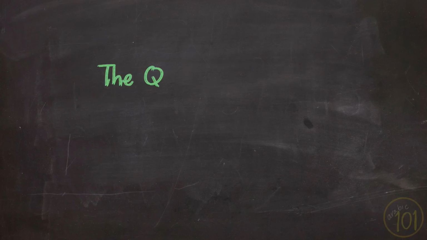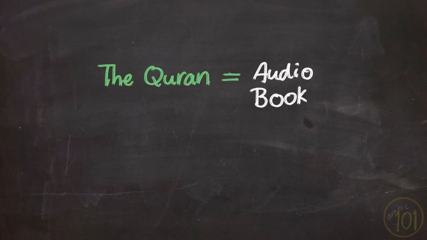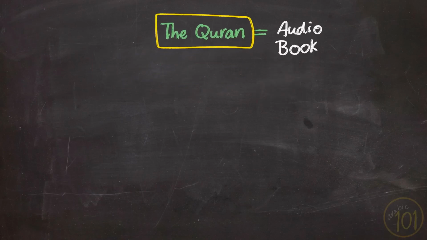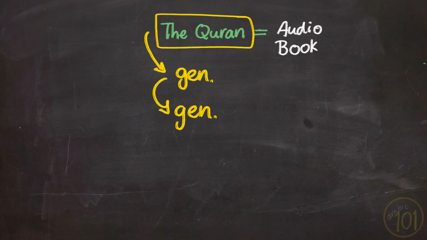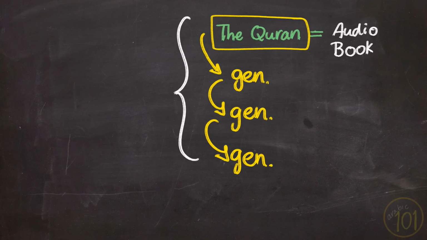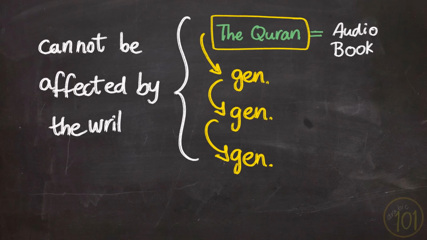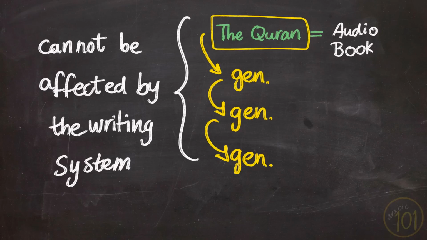This also goes to show how important it is that the Quran is purely an audiobook, which is passed down from generation to generation without the need to write it down, which means that it will remain intact and unchanged even if all books disappeared and the entire writing system had changed. The Quran will be able to withstand all of this.